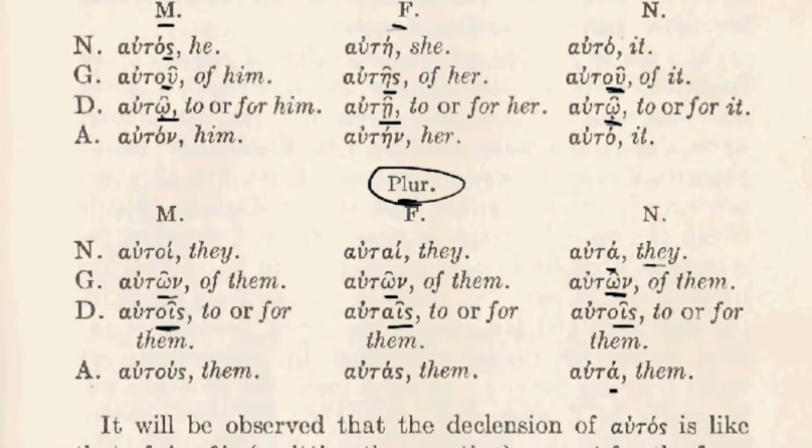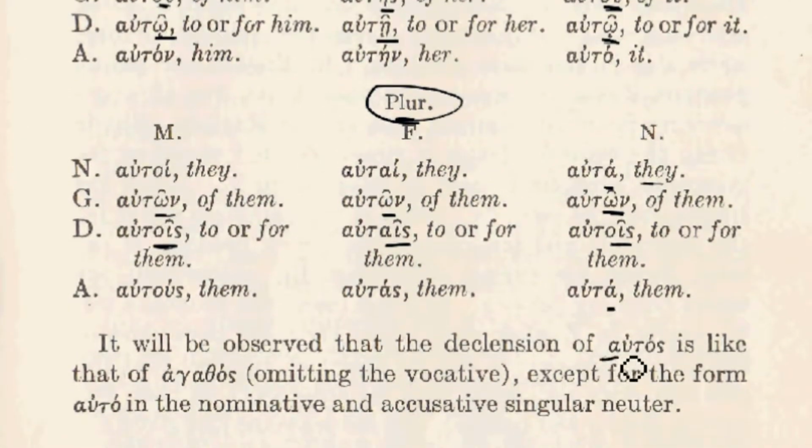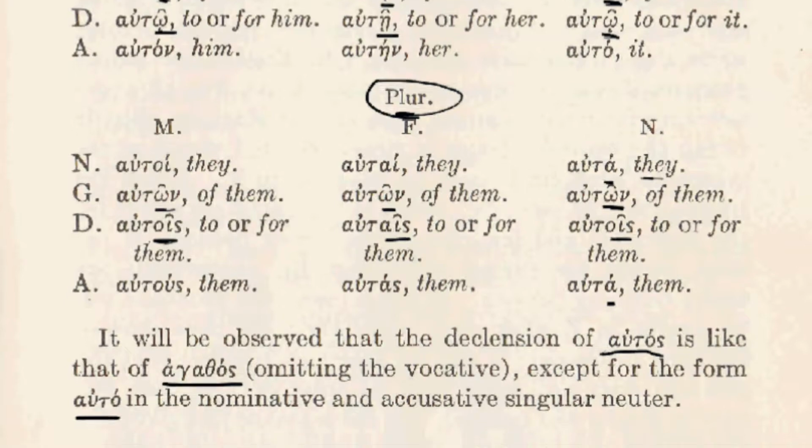You'll notice that Machen's concluding paragraph here makes an important point. He says the declension of autos here is like that of agathos, which you've already learned. Of course, we don't have the vocative in this case, except that the form auto, as he indicates right here, is found in the nominative and accusative singular neuter, as opposed to autos. There's no sigma at the end of it, which we would have had with agathos. Otherwise, if you've learned the declension of agathos, then you're in good shape for learning autos, because it is, with that one exception, identical.